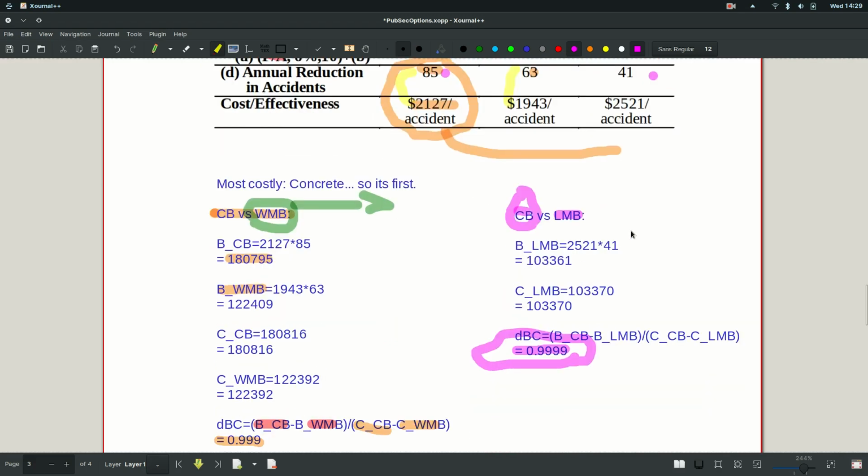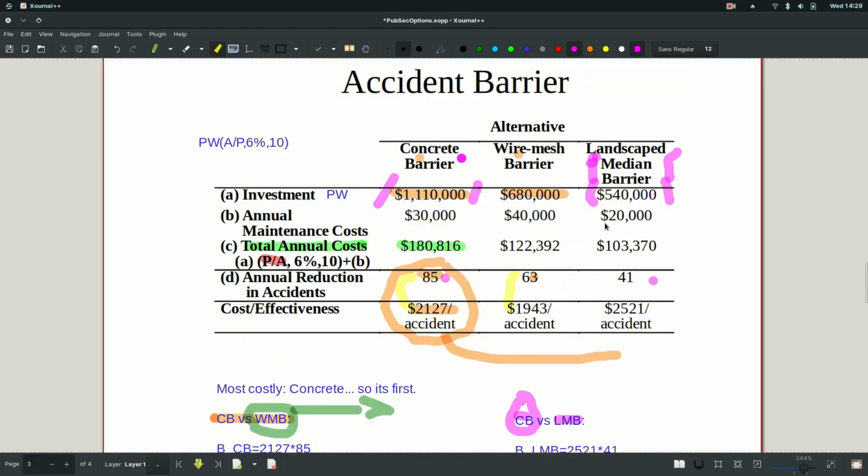But what I hope you're getting out of this is the way in which you do delta BC, right? Which is you identify the highest cost, compare it to the next highest cost. If it's greater than 1, then the defender wins. If it's less than 1, the challenger wins, and then you move on to the next option, the next highest cost option.